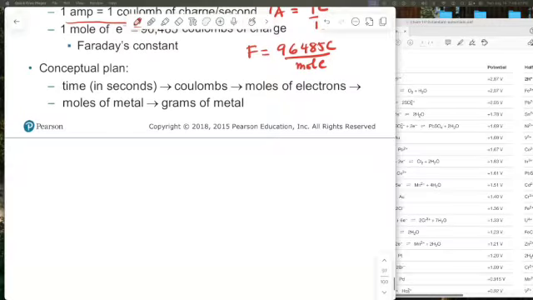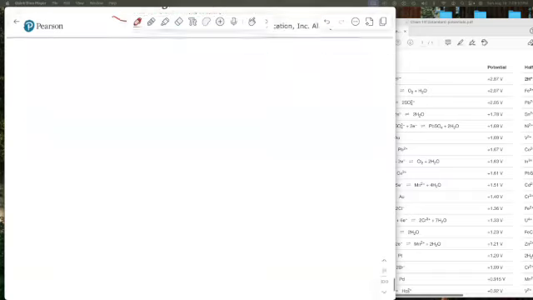Conceptual plan. Most of these questions will give you time in seconds. If not, if it's an hour, convert to seconds to start your conversion and then go in order until you get to the grams of metal.